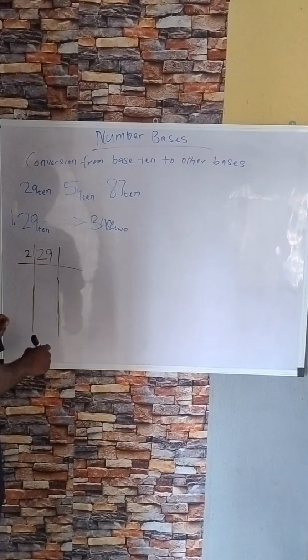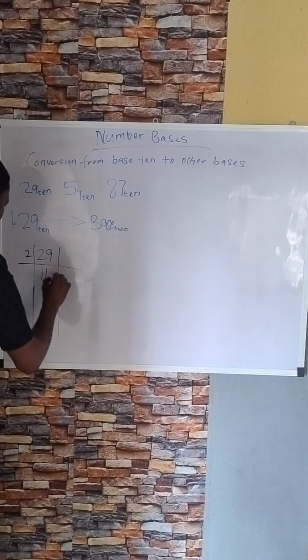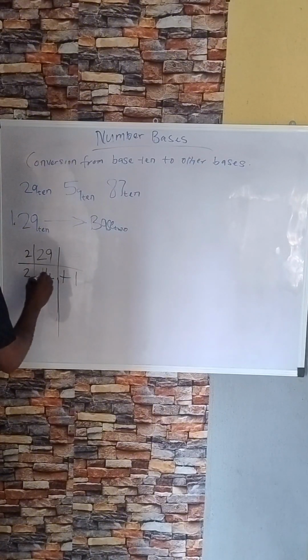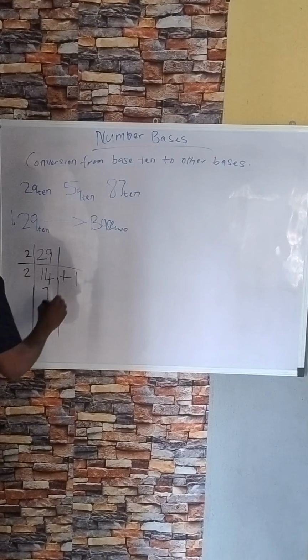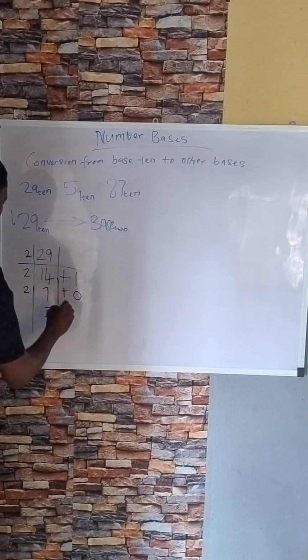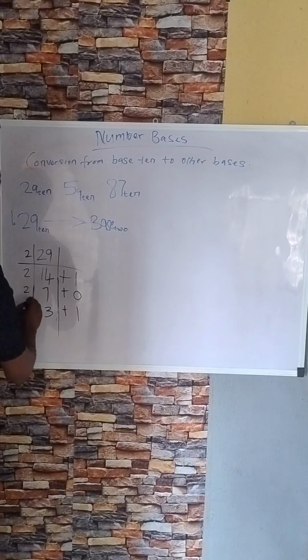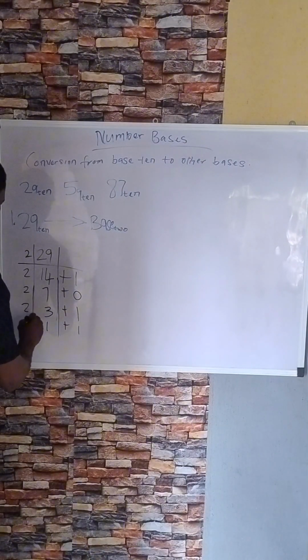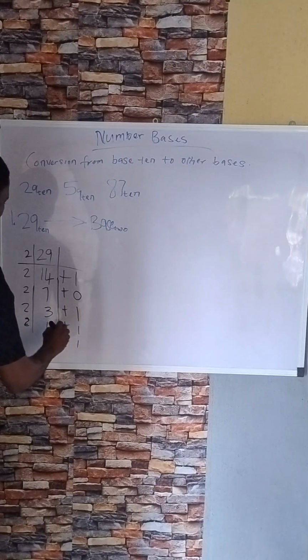2 into 29 will give us 14. There will be a remainder of 1. Put it here. So 2 into 14 will give us 7, and then there will be a remainder of 0. So 2 into 7 will give us 3, and there will be a remainder of 1. 2 into 3 will give us 1, and there will be a remainder of 1. And 2 into 1 will give us 0, and then there will be a remainder of 1.